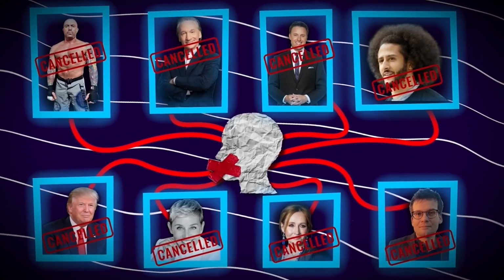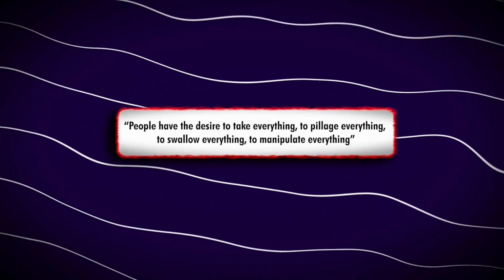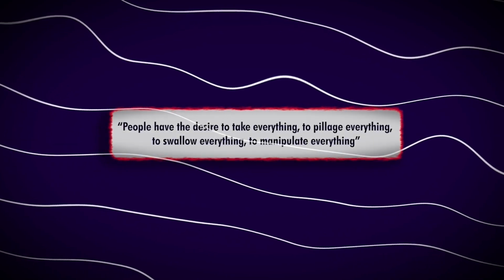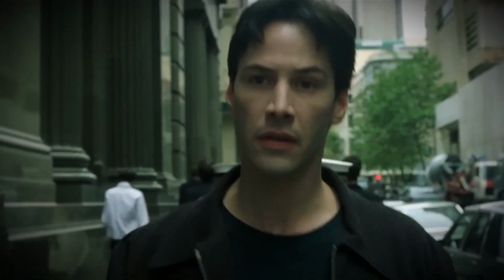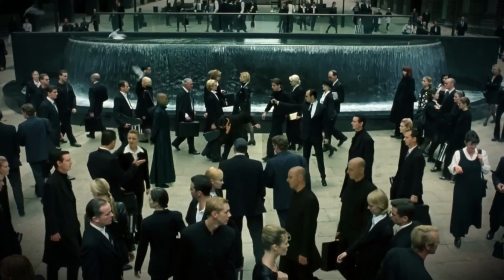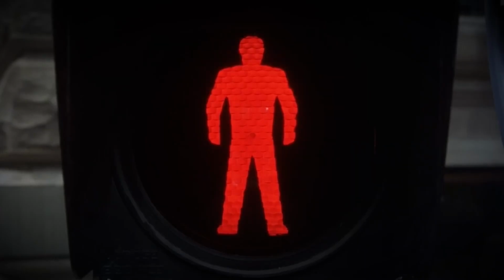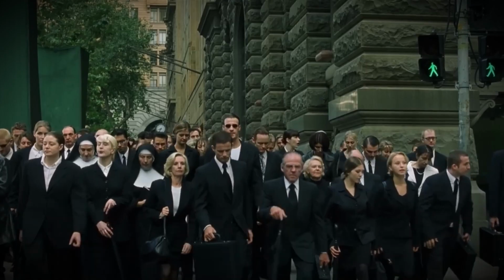We then get this cheerful little passage, quote, "People have the desire to take everything, to pillage everything, to swallow everything, to manipulate everything." He says that the corporate powers who run the world are frightened that they're afraid of not being able to control the masses using culture. This is something that the author keeps touching on, how dark he thinks humanity really is underneath it all.